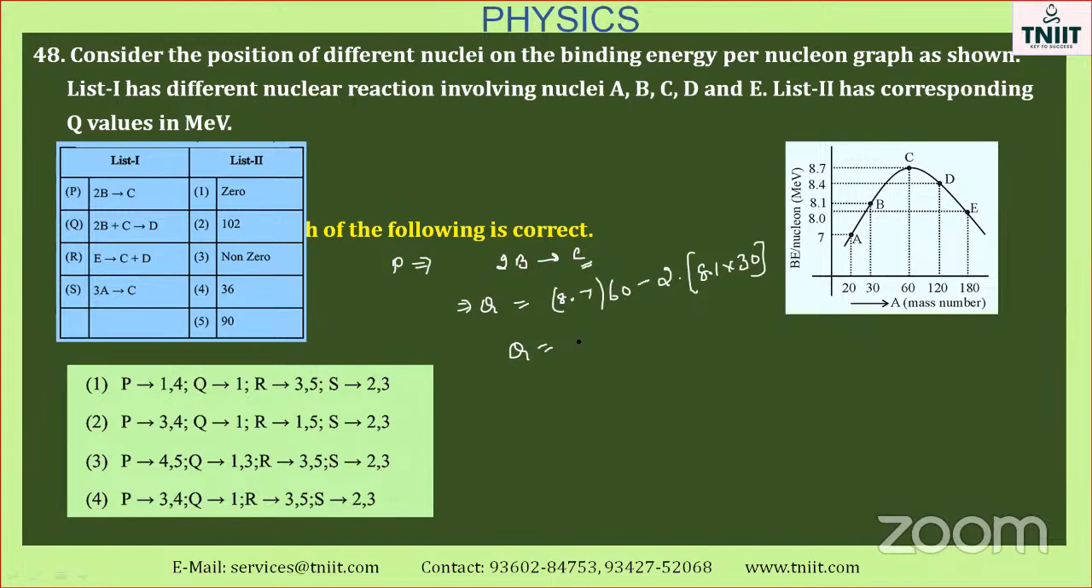So what is the Q value? We can simplify this. It will become around 36 mega electron volt. So P is going to match with 4. Look at the options: 1, 4, 3, 4, 4, 5, 3, 4. Even 3 is also correct, no? Non-zero. So you can club 3 and 4 for P. So option 1 is sold out. Option 3 is sold out.